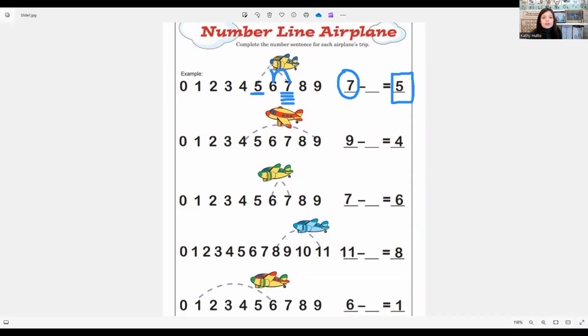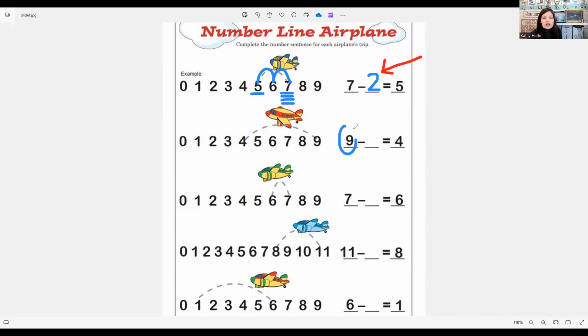1, 2. We flew 2 spaces. 7 minus 2 equals 5. So we'll write number 2 right there.